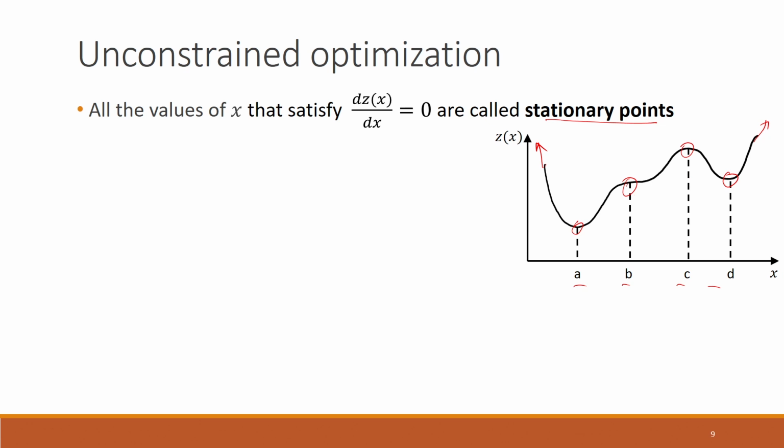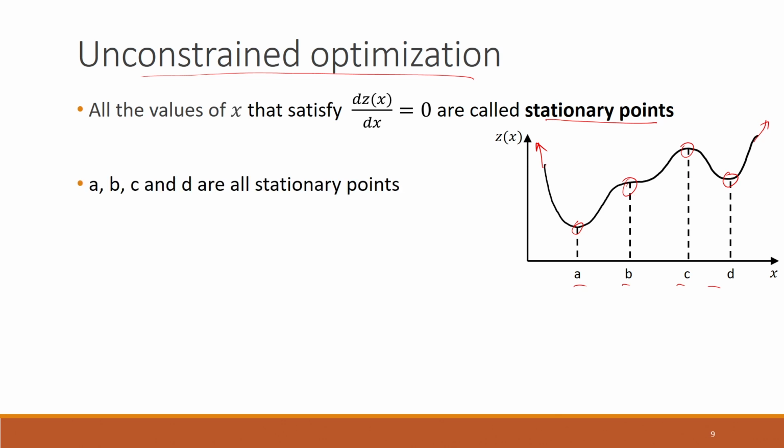So, a minimum will have to be a stationary point if we are looking at this unconstrained optimization, that is, we are just minimizing this function z(x) here. Right now we are considering the case of a single variable. But not all the stationary points need to be minimum. For example, out of A, B, C and D there is a single minimum which is at A. So, that is why it is a necessary condition and not a necessary and sufficient condition.